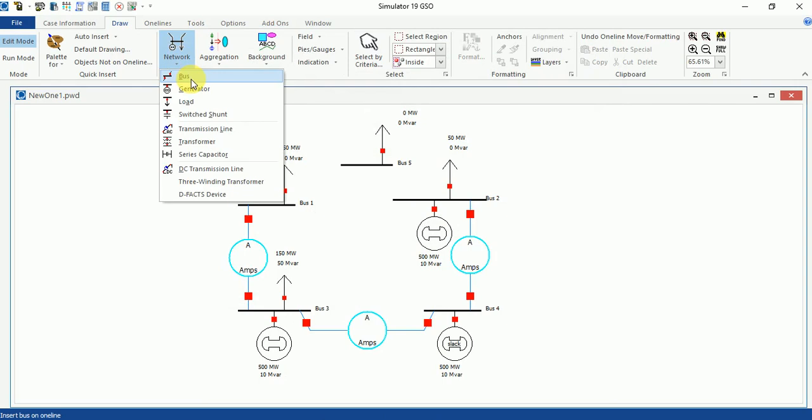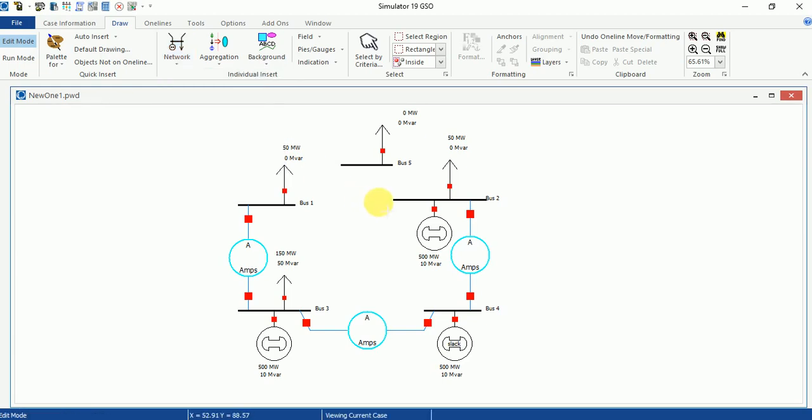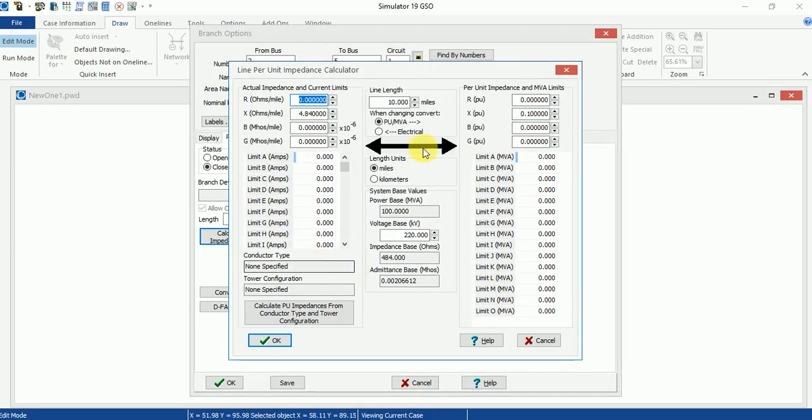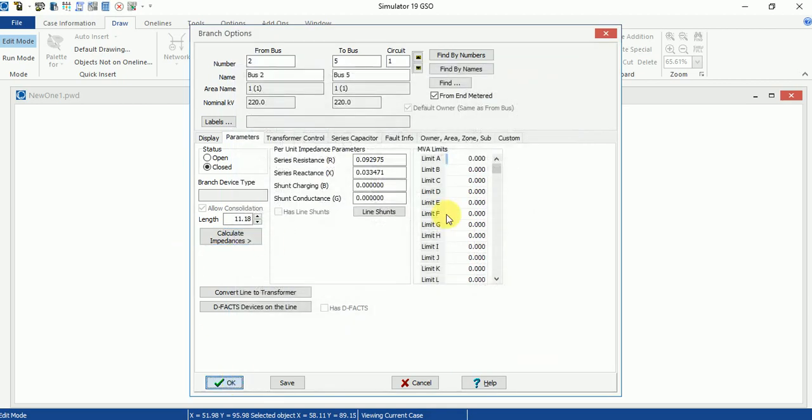Now add the transmission line T4. For that purpose, select transmission line, then repeat the same procedure as for the remaining transmission lines. The length is 18 kilometers. The R and X values are 2.5 and 0.9 respectively. So click OK. Again OK.